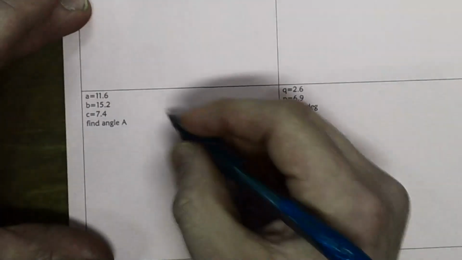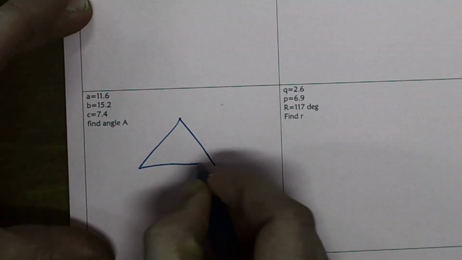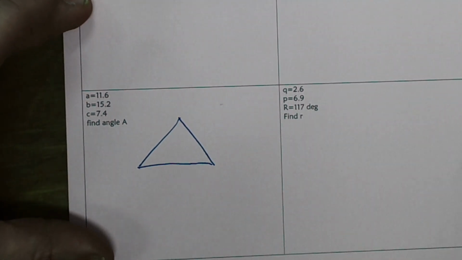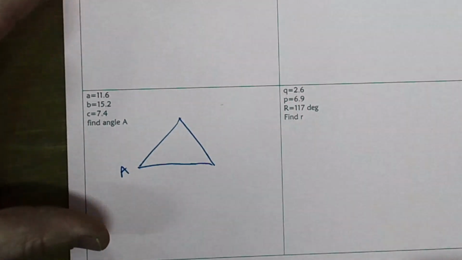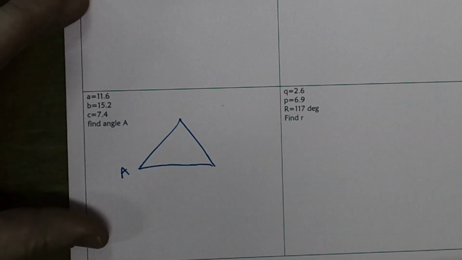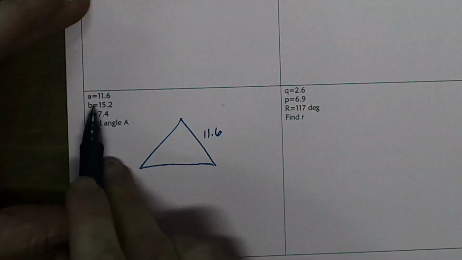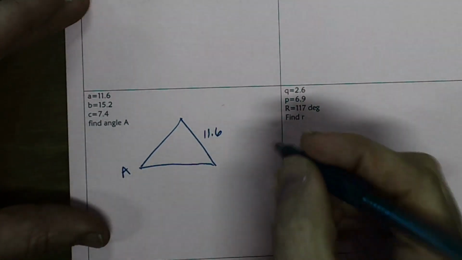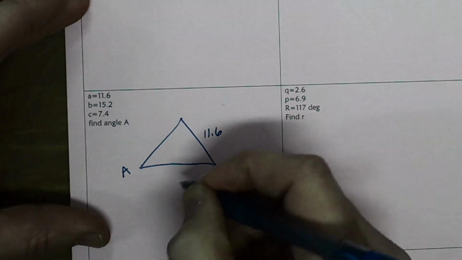Okay, let's, I don't know quite what it looks like, but here we go. Triangle, and then the goal is to find angle A. I'll just make that over there. And that means that the 11.6 would have to be across from it, because side A is across from angle A. And then I get some freedom to do the rest of it.